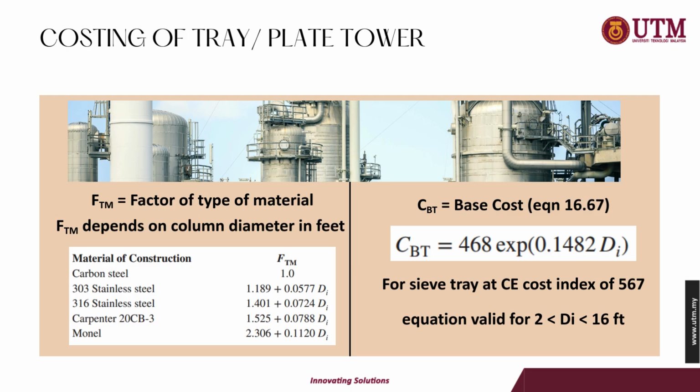For the base cost, CBT is for the sieve tray at a CE cost index of 567, where the inside diameter of the tower is in feet and the equation is valid for 2 to 16 feet. You can find this equation in our textbook, where it is equation 16.67.